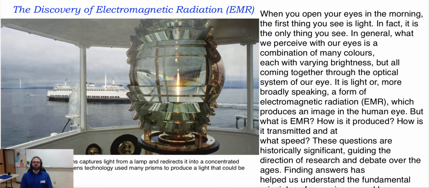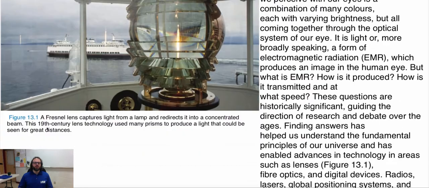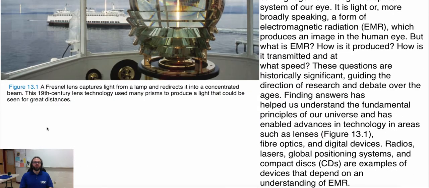These questions historically have significance. They have guided research and debate over the ages. Finding answers has helped us understand the fundamental principles of our universe and enabled advances in technology in areas such as lenses, fiber optics, digital devices, radios, lasers, global positioning systems, and compact discs. These are all examples of an understanding of electromagnetic radiation.